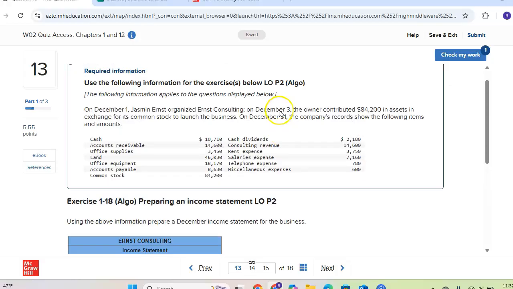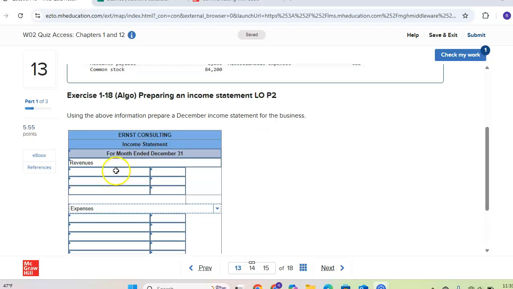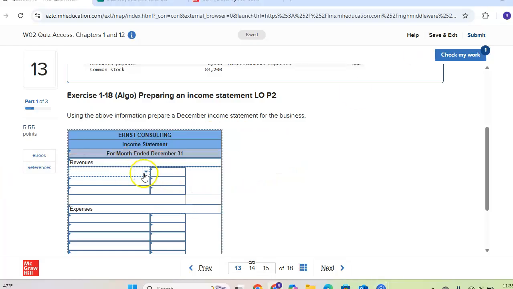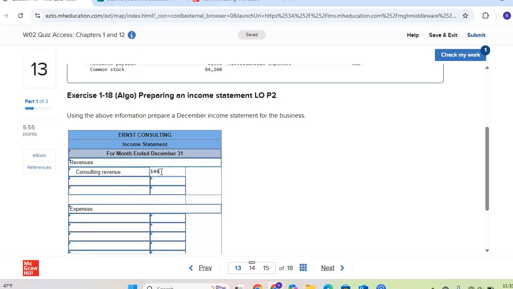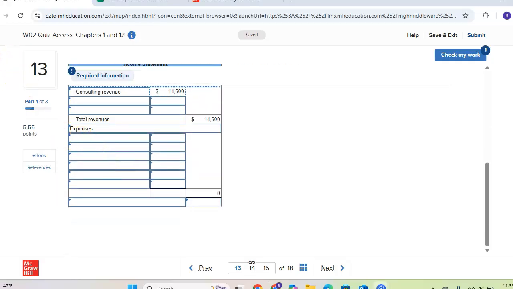Now, to find out the revenues, we go back up to this list and look in this box for anything that might be a revenue. The revenue we see here is consulting revenue, in the amount of $14,600. So we take that amount, go back down to this box, and put that right here as consulting revenue for $14,600. Now, I didn't see any other revenues, so we move on to expenses.